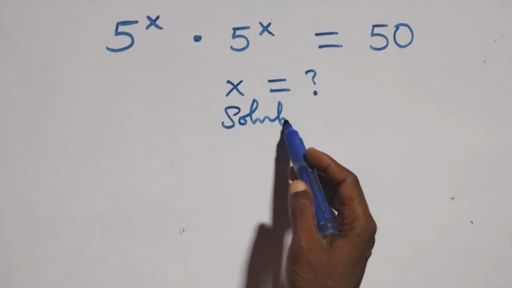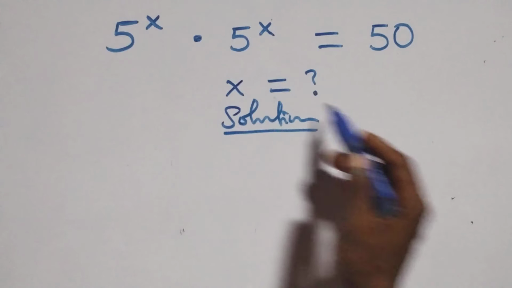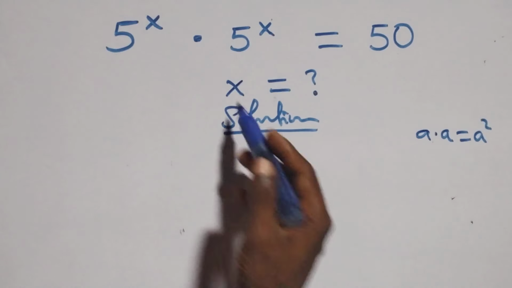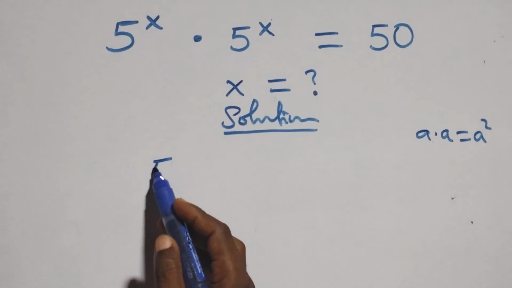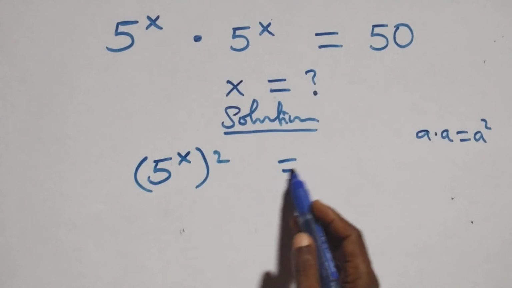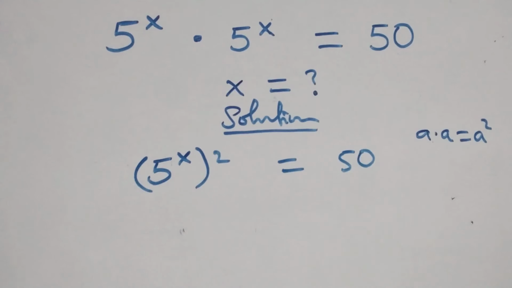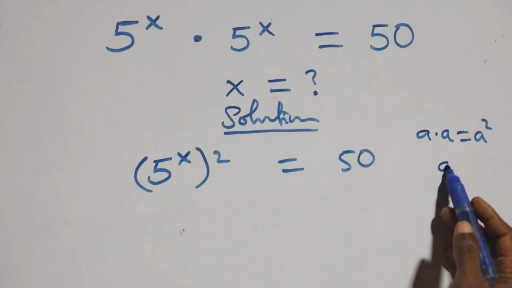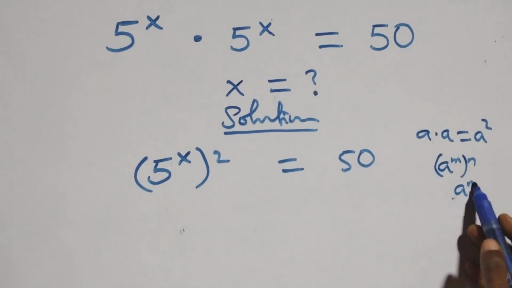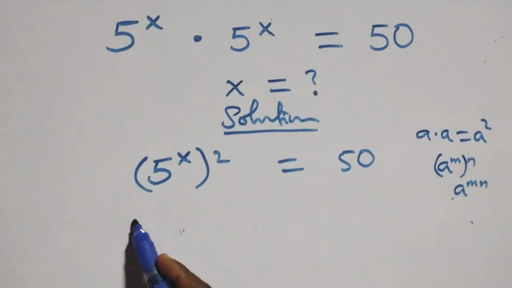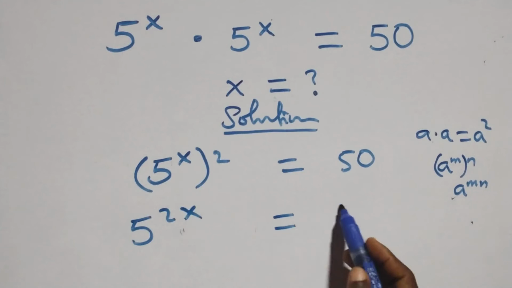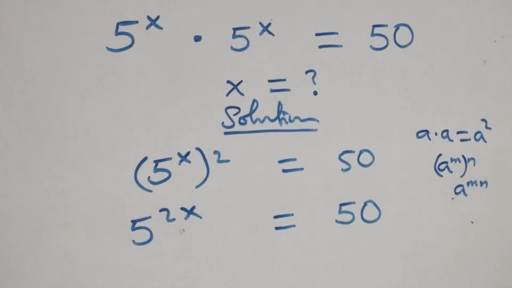Solution from here. What we have here follows when we have a times a, which can be written as a squared. This same thing multiplying, you can write it as 5 raised to power x all squared equals 50 on this side. Then this follows when we have a raised to power m raised to power n, the same thing as a raised to power mn. So here we have 5 raised to power 2x equals 50 on this side.